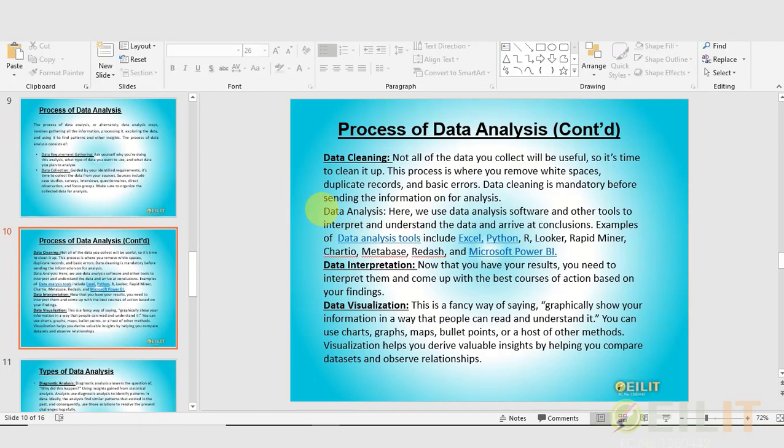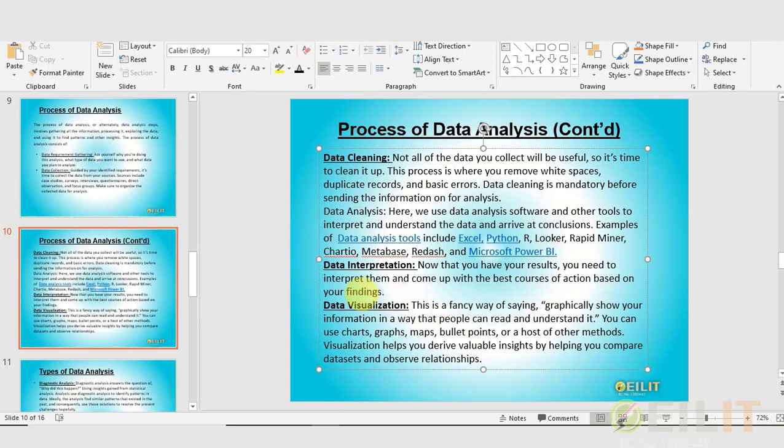And the fourth process is data analysis. Here we use statistical analytical tools in order to interpret and get a better understanding of the data. Those tools could be Microsoft Excel, Python, R, Looker, RapidMiner, Chartio, Metabase, Redash, Microsoft Power BI, IBM SPSS, and a lot of other tools out there you can use for your analysis.